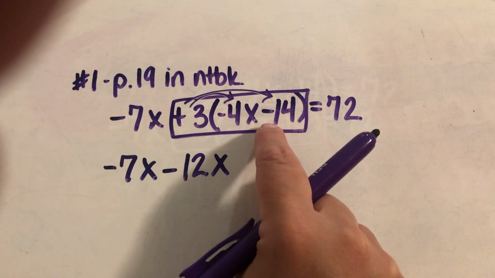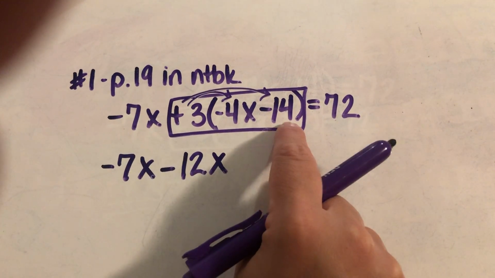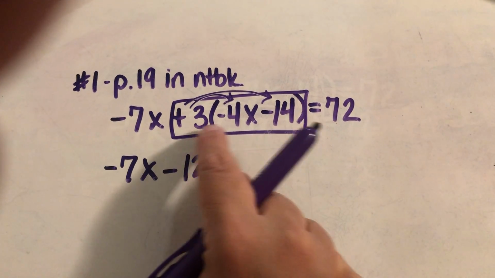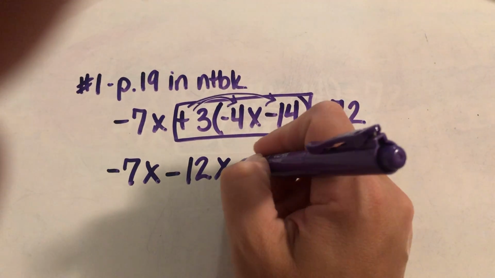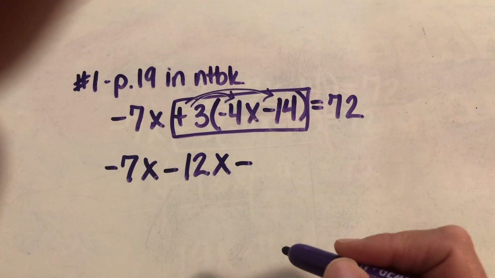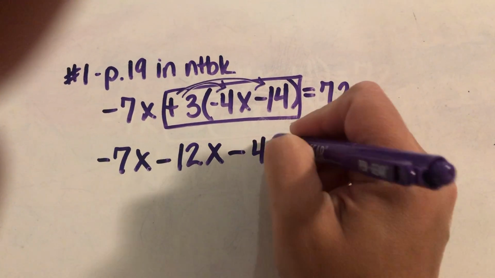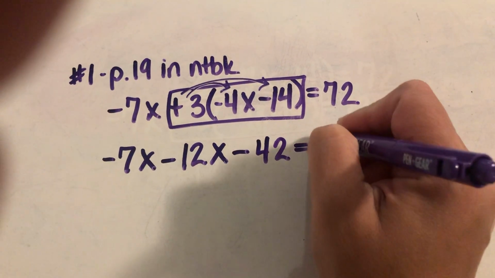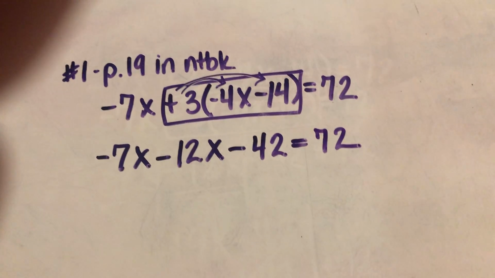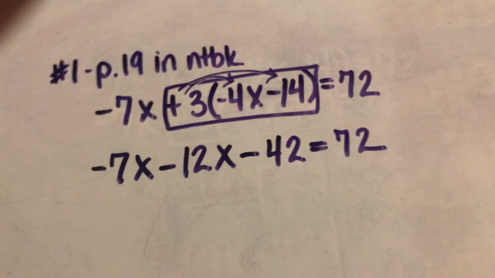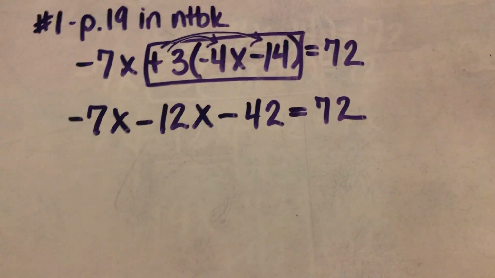A positive 3 times this minus 14. Remember, this is going to act like a negative 14 here. A positive times a negative gives me a negative. And 3 times 14 gives me 42. I'm now done with the distributive property step. We're next going to combine like terms.